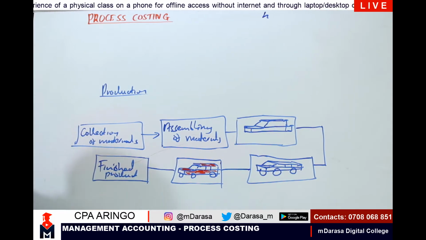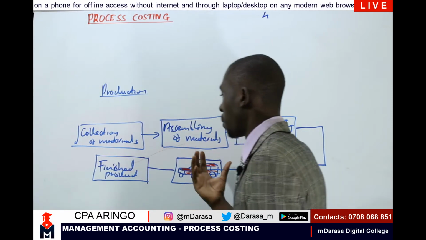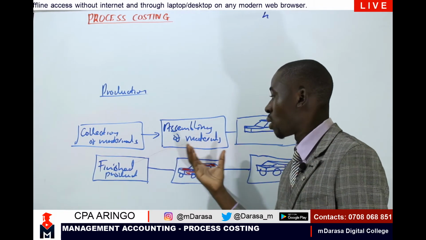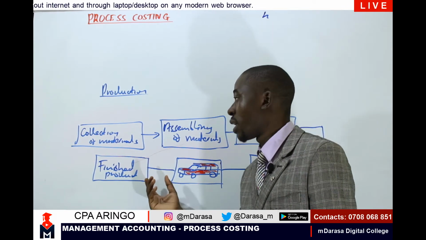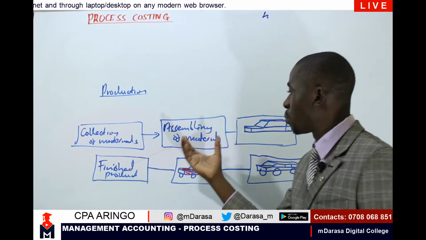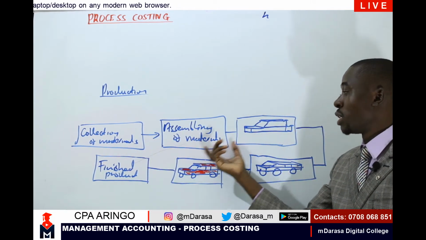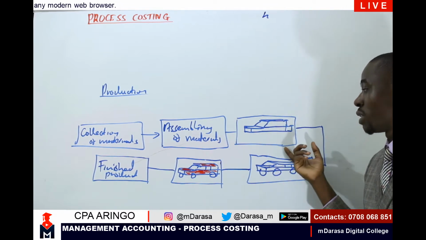So this is a kind of process costing, whereby you'll find that the stages are independent. Yes, I'm producing this product, but this product will undergo several stages before we arrive at the finished product. Also, the output of one stage is very important to the next stage. The output of the assembling stage will be very important to the next stage.